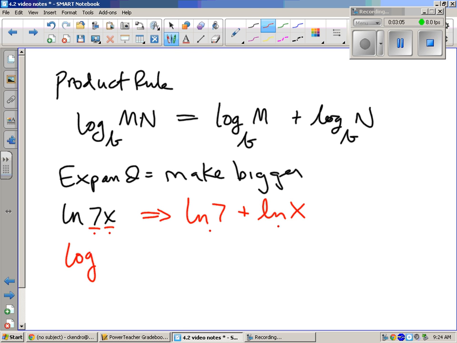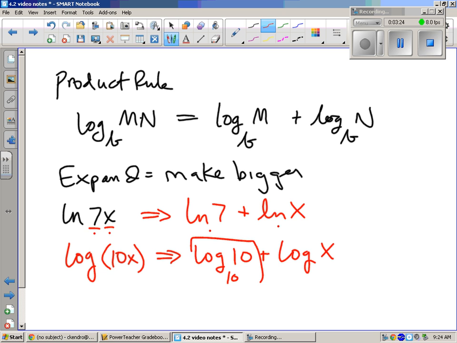Let's look at this next one, log of 10x. So that becomes log of 10 plus log of x. Now, because we don't have a base written here, it's considered a 10. Whenever you have the base 10 and it's equal to 10, you're going to get a 1. Whenever your base and your regular number are the same, it's a 1. So I can actually simplify this a little more and make it 1 plus the log of x.